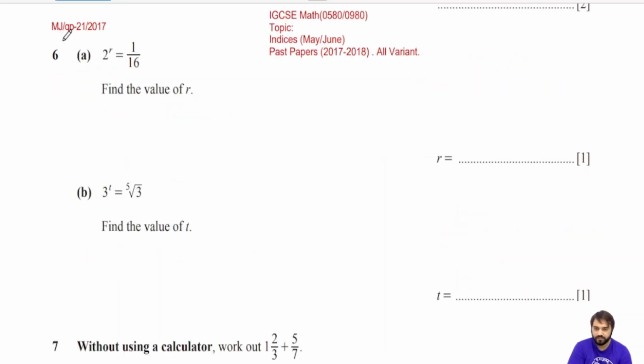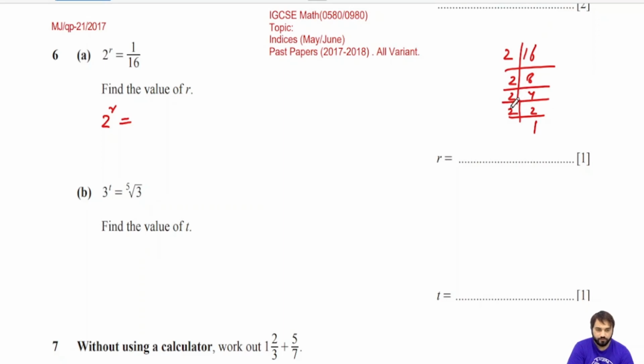Next question is question 6 that appeared in 2017. The paper was 2 and the variant was 1. We have part a: 2 raised to power r is equal to 1 over 16. We need to find the value of r. So this is again a simple question. You just convert 16 into power of 2. To make prime factorization of 16: 2 8 times, 2 4 times, 2 2 times, and 2 1 time.